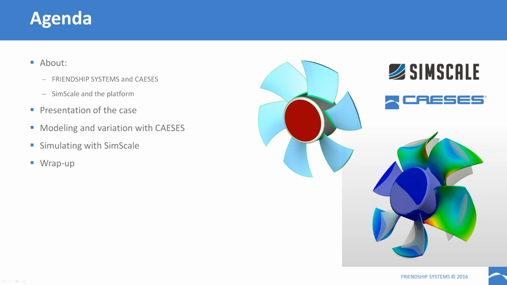So what do we have on the agenda for today? First of all, for the people that were not able to attend last week's webinar, we will have a very brief presentation or recap of Friendship Systems and CAESES and SimScale and their computing platform. For those of you that already heard that last week, bear with us. I promise it will be brief.